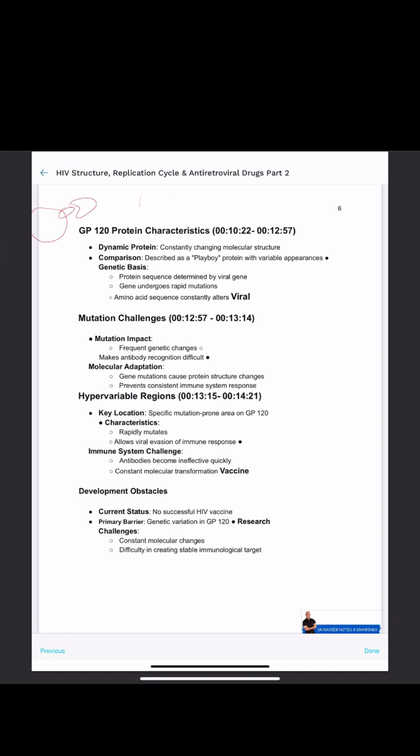So if initially the glycoprotein is like this, and if there is mutation, how will it look? It will look something like this. Another mutation will make it look something like this. Okay, so these are the mutations. Mutation challenges: mutation impact. Frequent genetic changes make antibody recognition difficult. So here the problem is with the antibody.